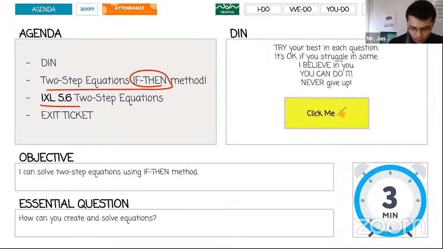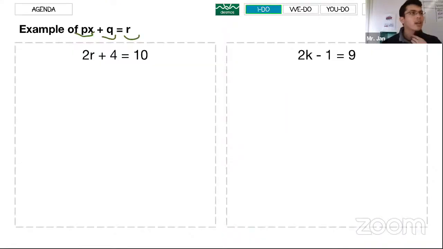The objective is, I can solve two-step equations using an if-then method. Okay. So when you have an equation like this, always draw a vertical line on the equal sign, and locate where the variable term is.